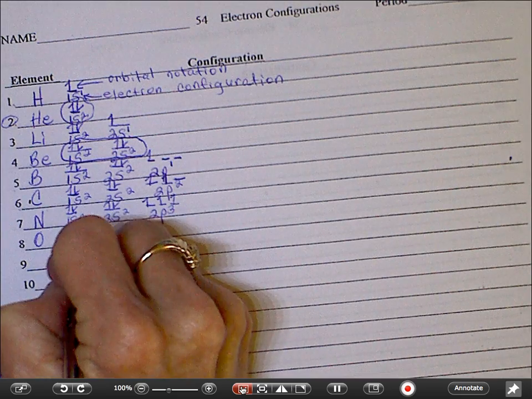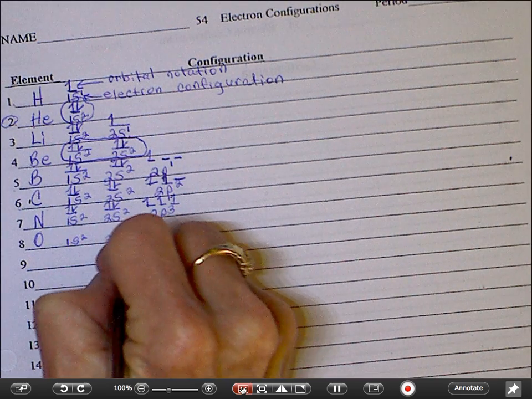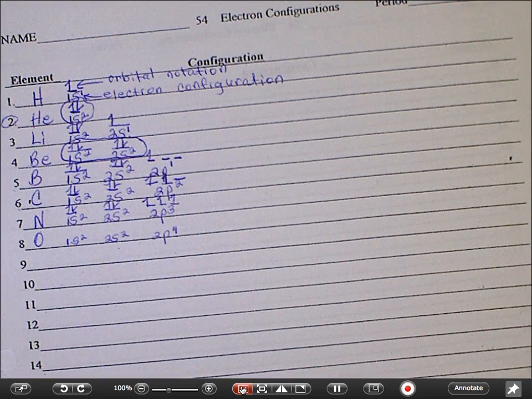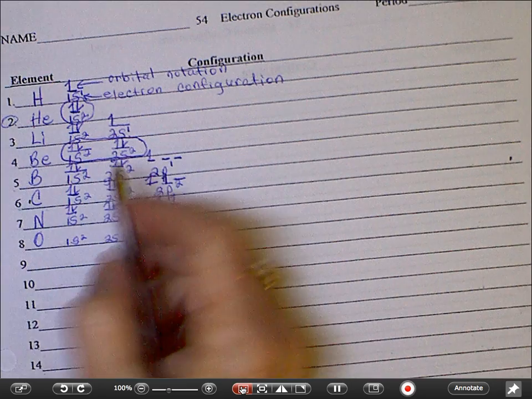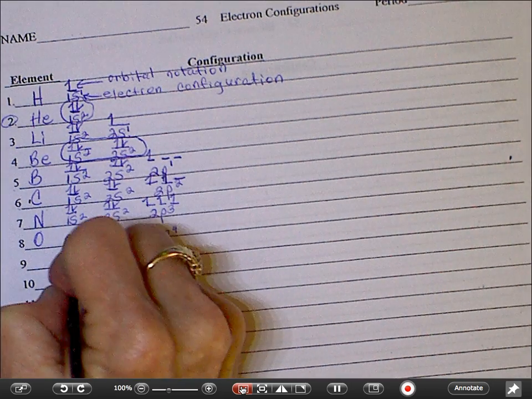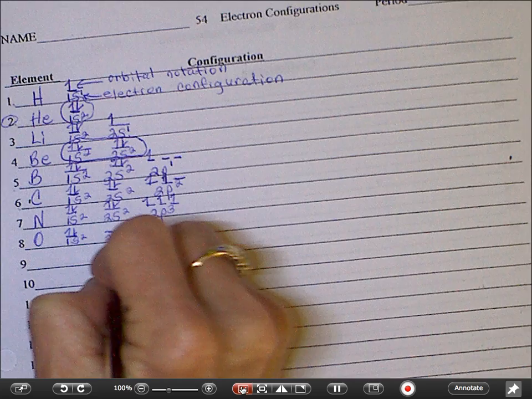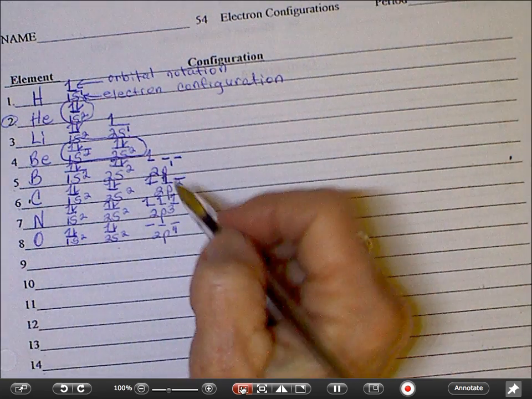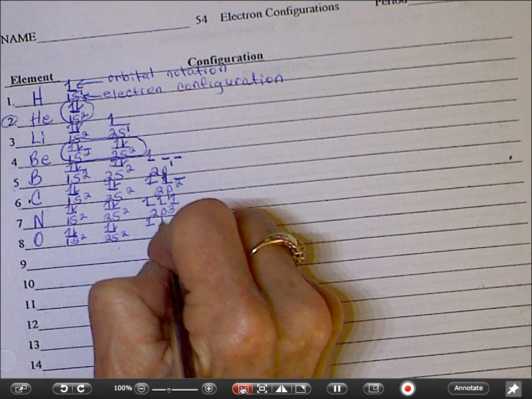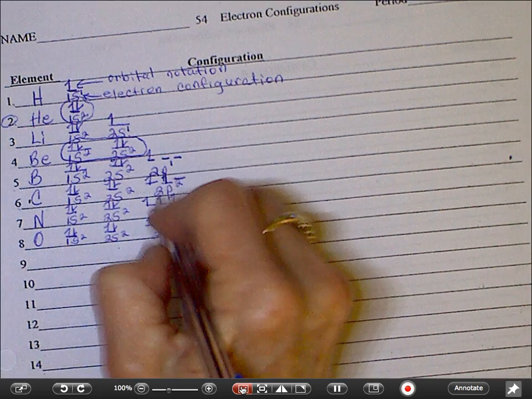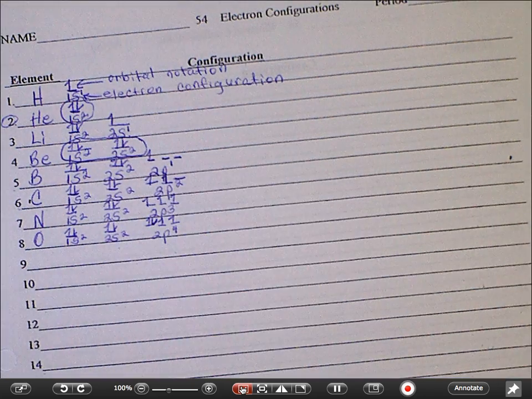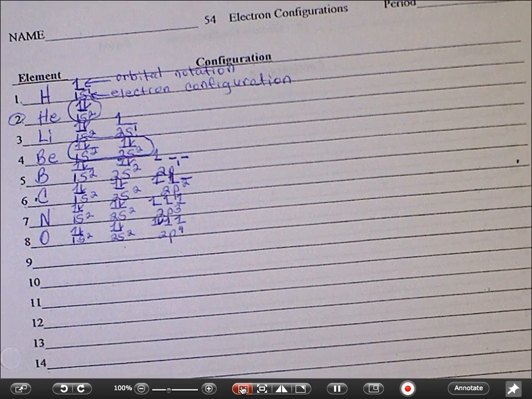So I've got 1s2, 2s2, 2p4. And if you're doing this in ink, put the pen down and get a pencil. 2 arrows here, 2 arrows here, 3 orbitals drawn. Okay, 1 up, 2 up, 3 up, and the 4th one comes back and starts the first what? Down. Okay? Everybody good so far?